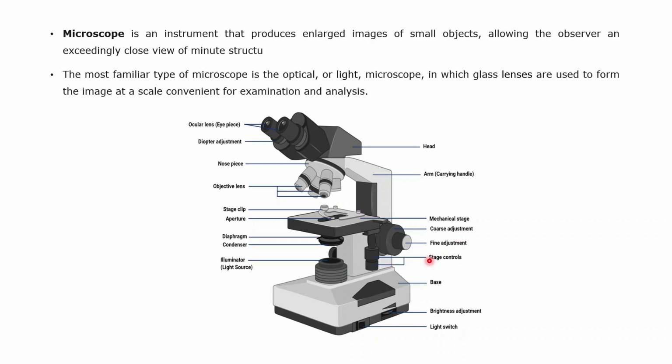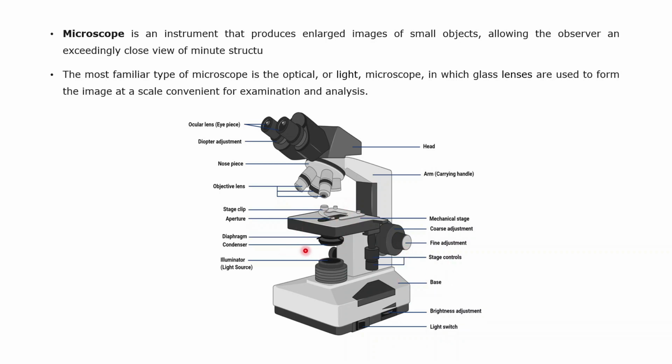And there's also the stage control. You can move this particular stage clip when you are placing a sample or a cover slip or whatever it is. You can basically rotate this so that a to-and-fro movement will be there. You can also move right and left, like it can move towards you or away from you, if you are adjusting it.